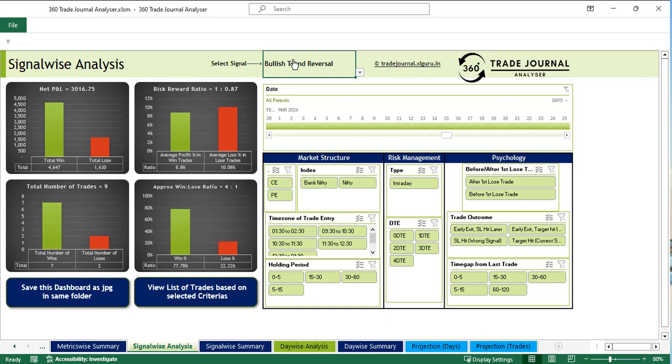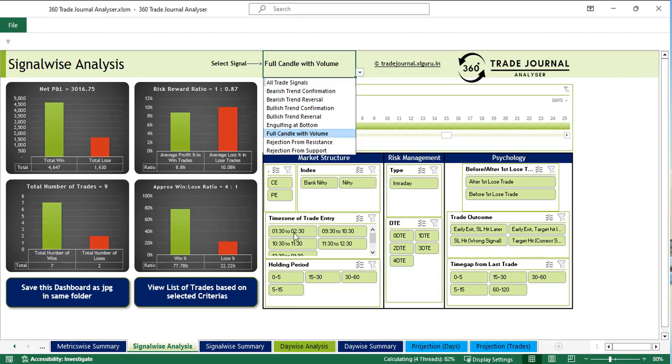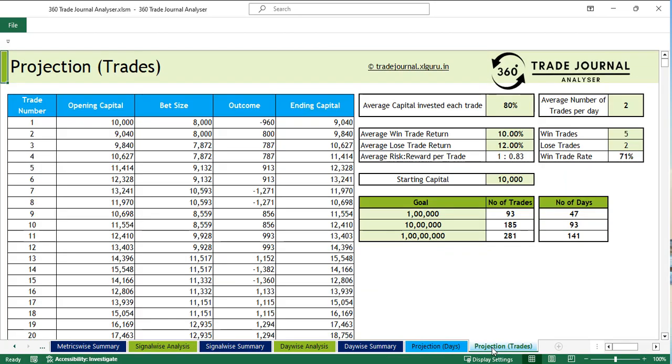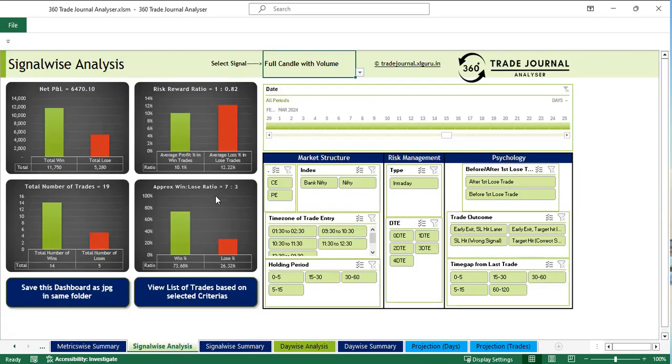If you just focus on this kind of signals like bullish trend reversals or full candle, then you can easily achieve your goals, whatever they may be. So the aim of this tool is to have your best win ratio and best risk reward ratio, so that you can plan your trade and get results quickly.